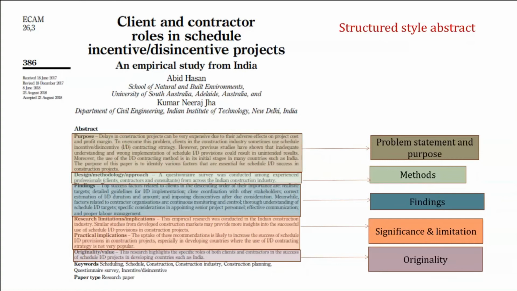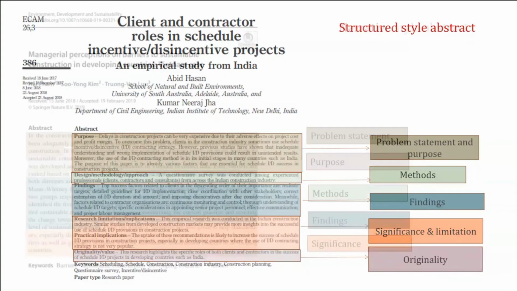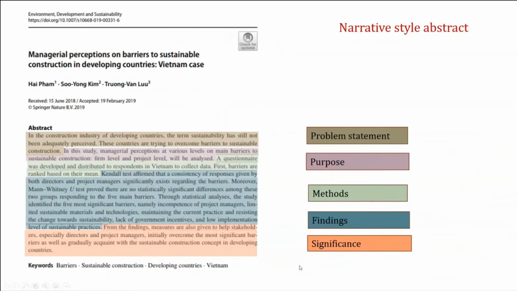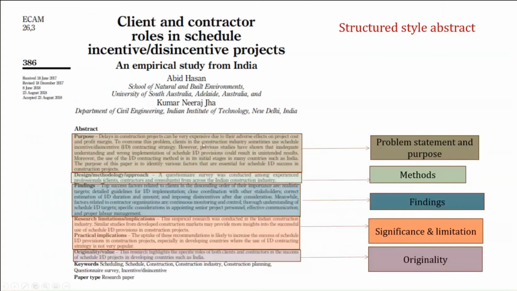Because if you go into narrative style, okay, this is narrative style. The first line here is still the problem statement. And then the second line is the purpose. Then the third line is method. And then you have the findings, and then the significance. So basically, whether you have narrative or structured, the information that they want is basically the same or similar.